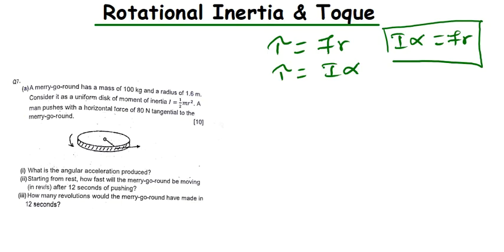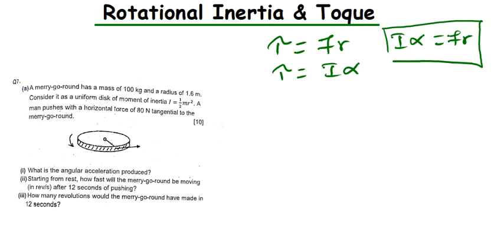So let's start with part A. Part A is asking about the angular acceleration. Now, from the relationship which I've just come up with here, torque is equal to force times r, and again torque is given by inertia times the angular acceleration. I can use that to find the angular acceleration.